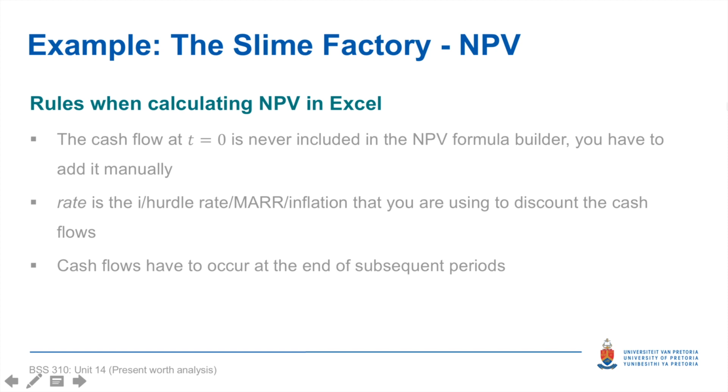Pretty simple. So let's do a quick recap of the rules when we calculate the NPV using the formula builder in Excel. Always remember that the cash flow at t equals 0 is not included in the NPV formula builder. You have to add it yourself manually. Rate is the interest rate, hurdle rate, MAR, or inflation, whichever parameter you're using to determine the height of the hurdle. The rest of the cash flows which you reflect in those fields that say value 1, value 2, have to occur at the end of subsequent periods.